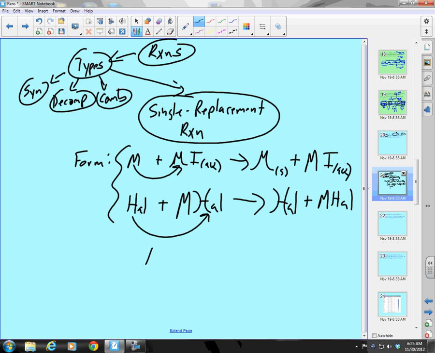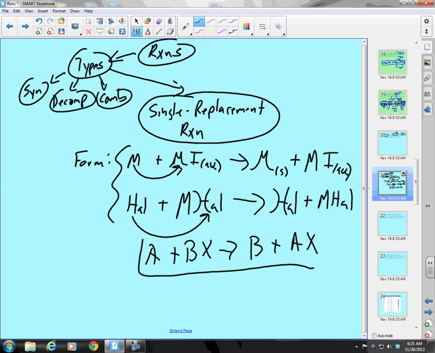Sometimes you'll see it as A plus BX yields B plus AX. Okay, that's kind of the real general form, but we have two types. We have metal replacements and halogen replacements.